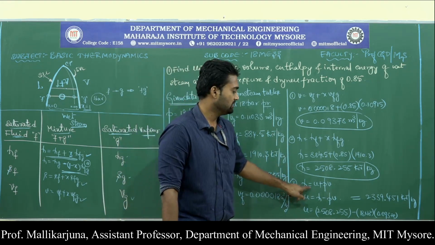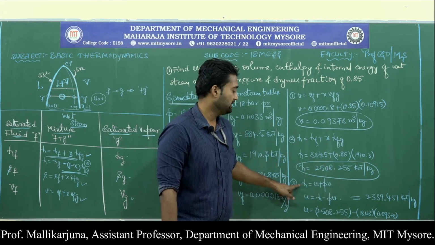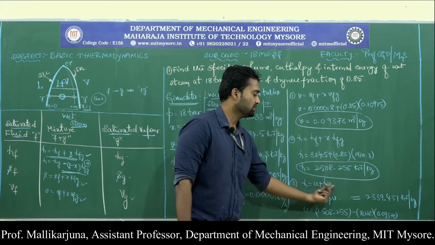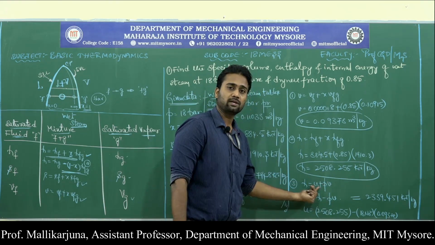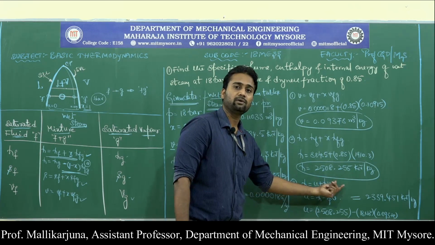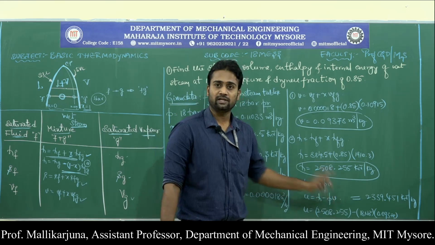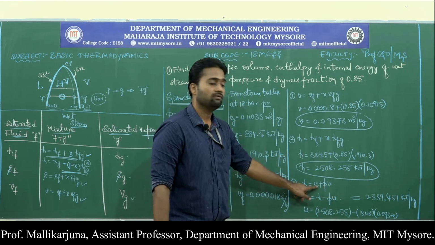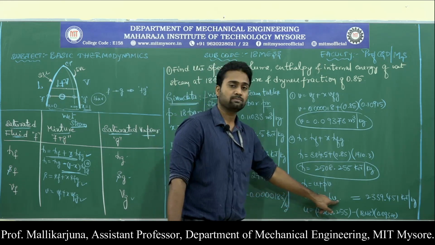So now H is equal to U plus PV. This is the basic definition of enthalpy. H is enthalpy, which is the summation of internal energy plus flow work. Internal energy is represented by U, flow work is represented by P into V, the product of pressure and volume. Make sure all the quantities are specific in nature. Now I need to get the value of U. Please solve this equation for U. U is equal to H minus PV.